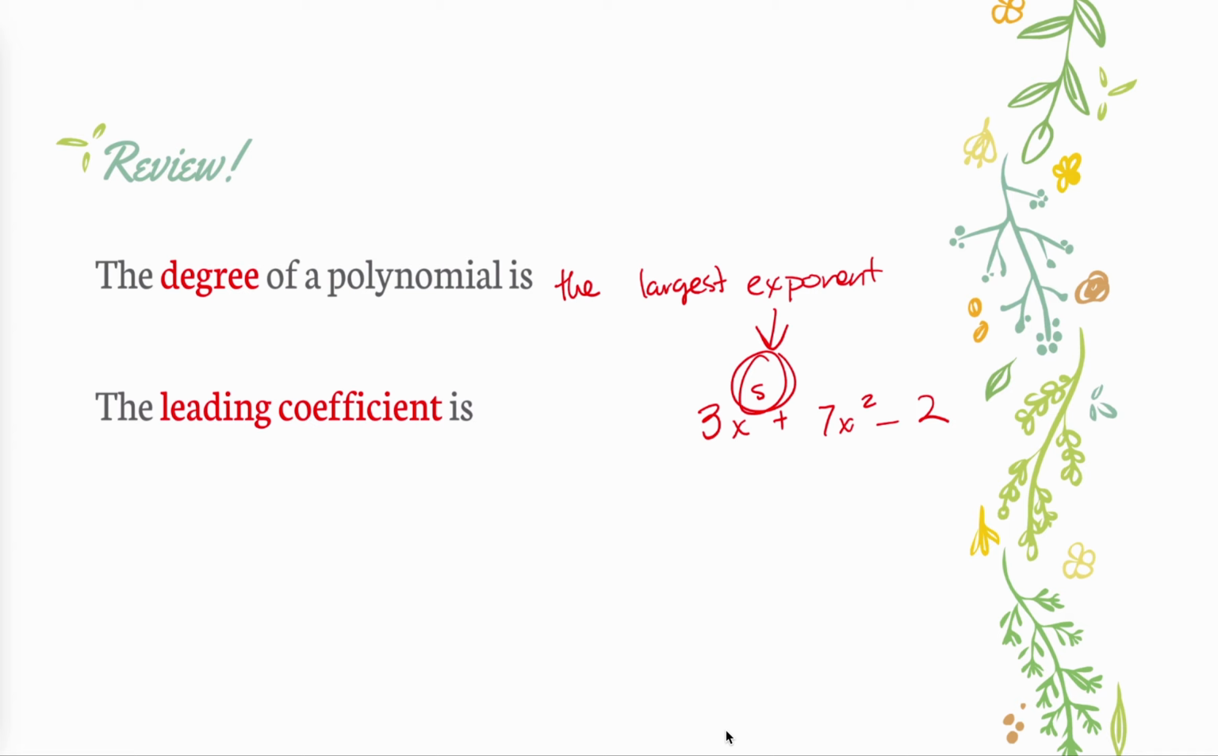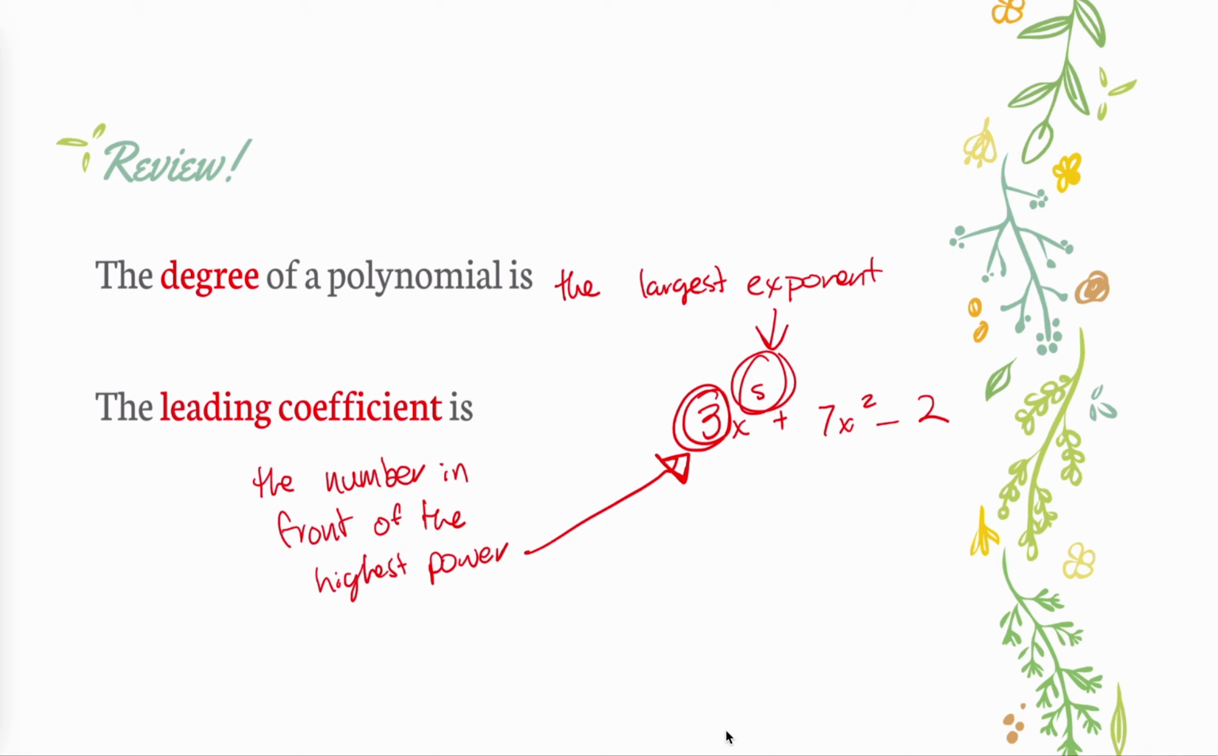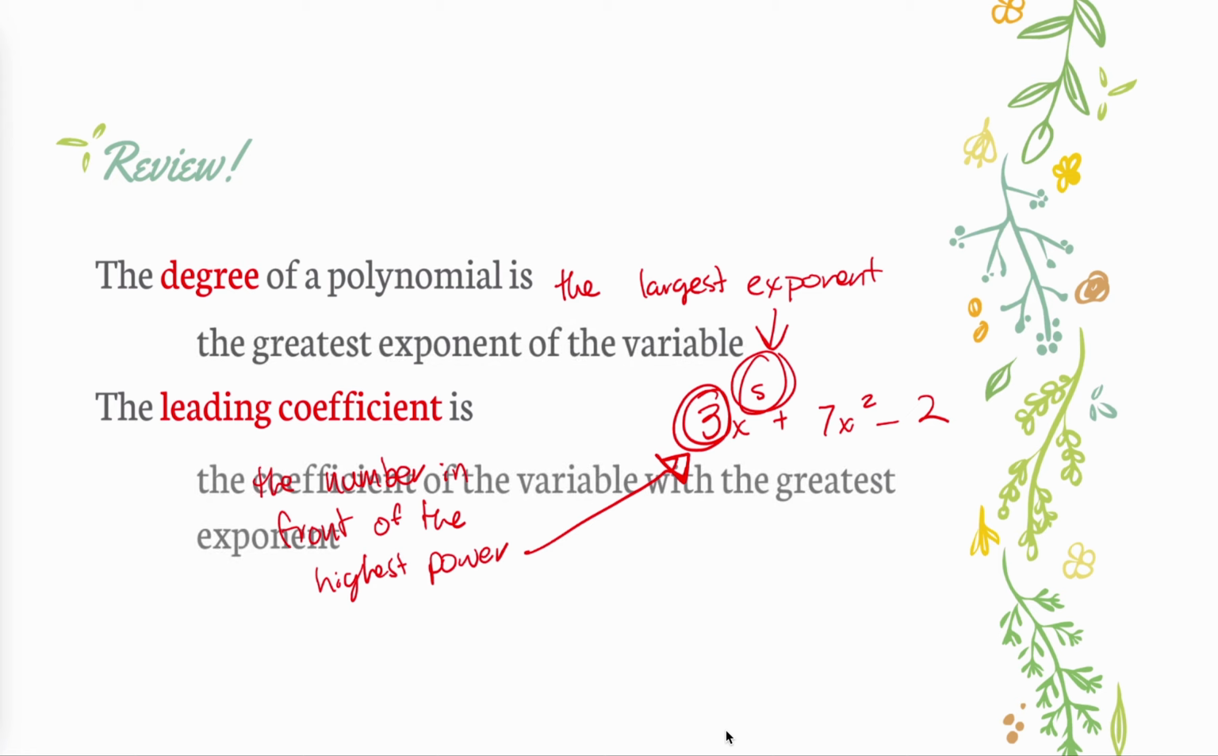The leading coefficient is the number in front of the highest power. So, in this case, the leading coefficient would be 3 and the degree would be 5. The coefficient is a number in front of the variable. Leading coefficient, coefficient of the variable with the greatest exponent.